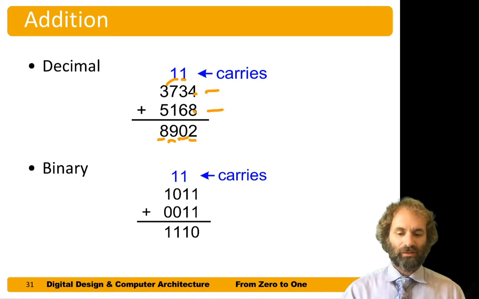Binary is similar. Let's say we wanted to do 1 plus 1. That would make 2, which in binary is 1, 0. That's not a single digit. So we write the 0, and we carry the 1 to the next column.